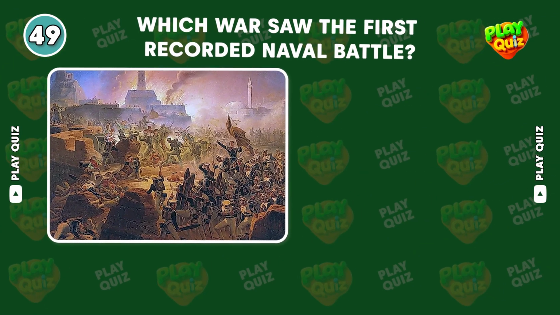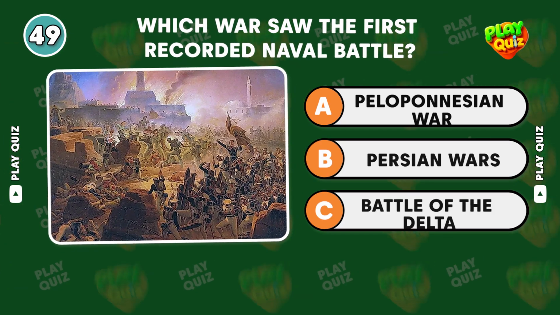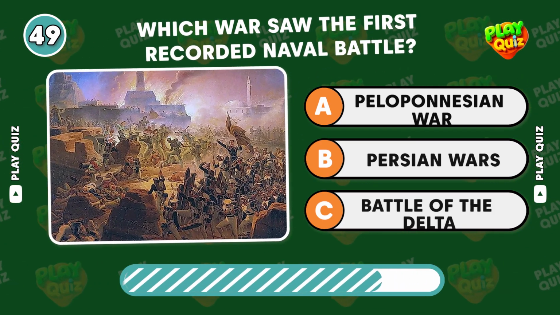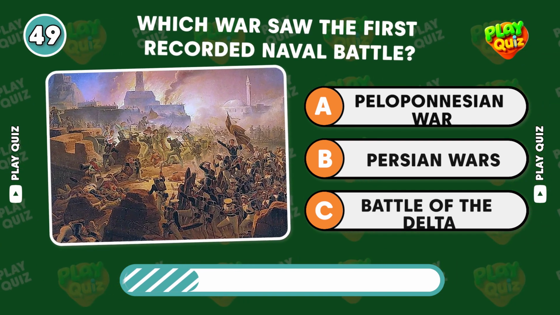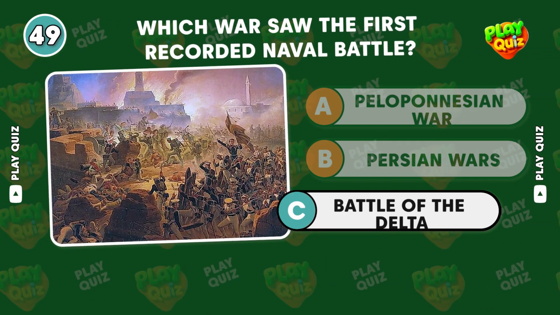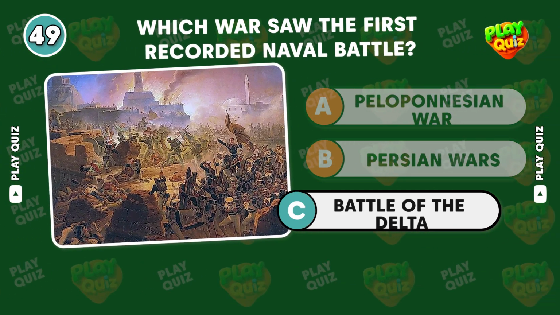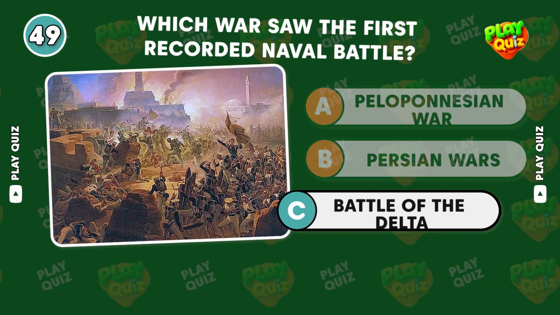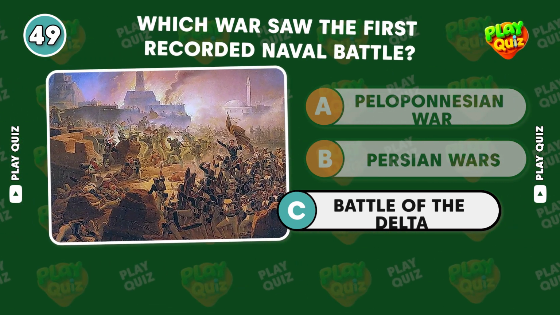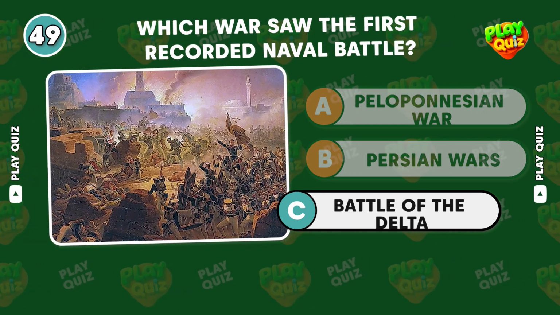49. Which war saw the first recorded naval battle? Correct answer, Battle of the Delta, circa 1175 BCE. The ancient Egyptians, led by Pharaoh Ramses III, defeated the Sea Peoples in one of history's earliest naval battles.